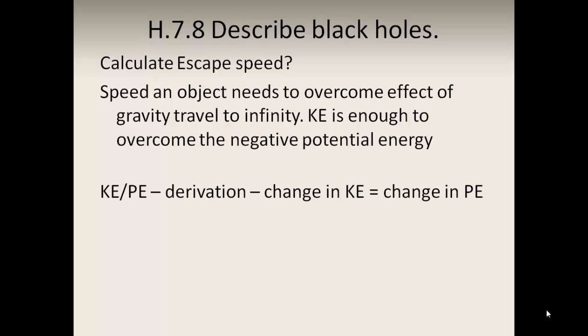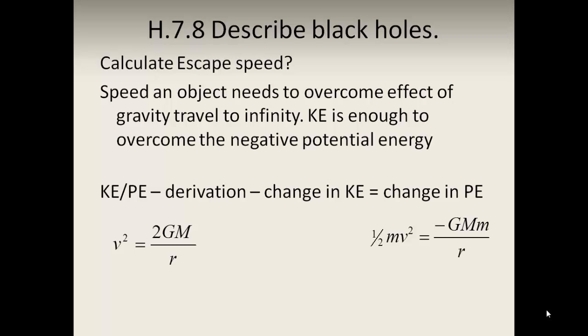So you need to look at the equations for kinetic energy and potential energy, and you equate the changing potential energy and the changing kinetic energy, and you will get a value for v. This is a derivation that you need to be able to do. So we have the kinetic energy on the left equal to the negative potential energy on the right, and you will find a value for v. And what you find is v squared is equal to 2GM over r.